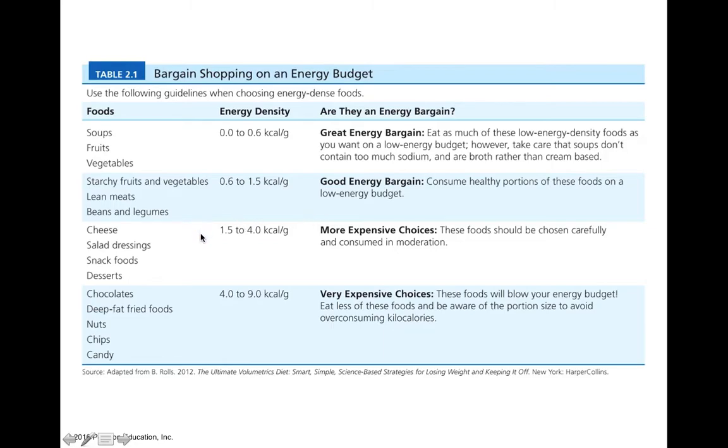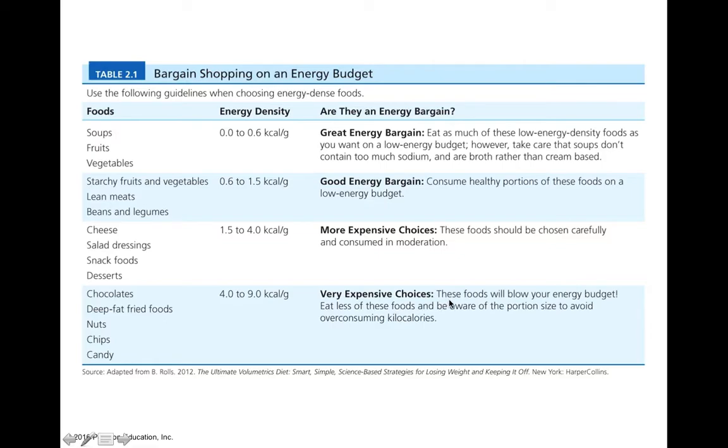If you start getting up into the higher energy dense things like cheeses and salad dressings, you're going to end up with more calories per gram. And at the higher end, you get things like chocolates, deep fried foods, nuts, chips and candy, and these get to 4 to 9 kcals per gram. These become very expensive food choices. These foods will blow all of your energy budget.